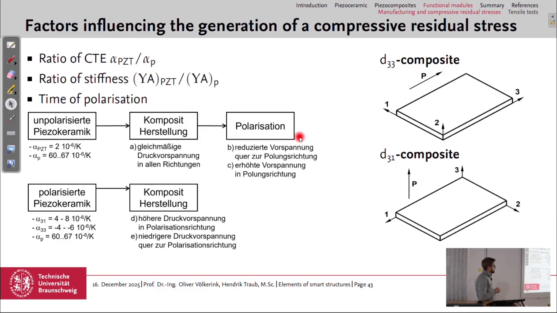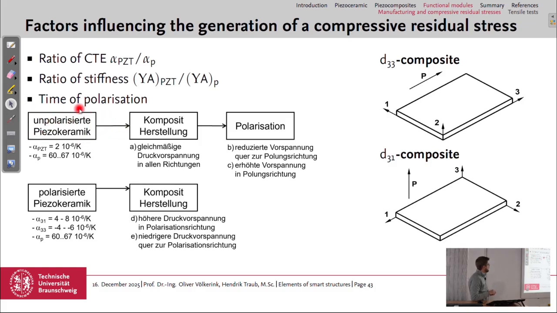There are two options or two routes for manufacturing, and the difference is the time of polarization. One of the factors influencing these compressive residual stresses is, of course, the ratio of the coefficients of thermal expansion of the different materials. It's also the ratio of the stiffnesses, and it's the time of polarization. Unfortunately, this is still German, but I will walk you through.